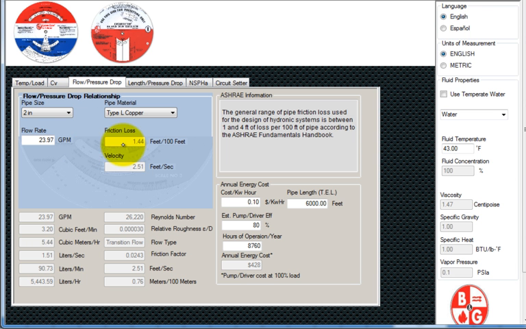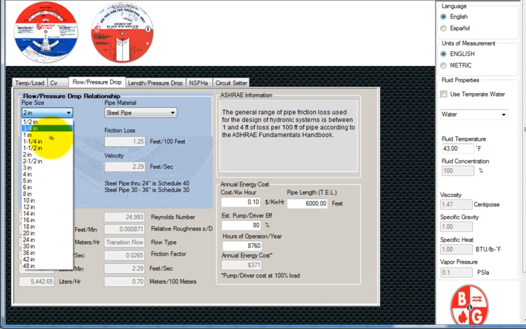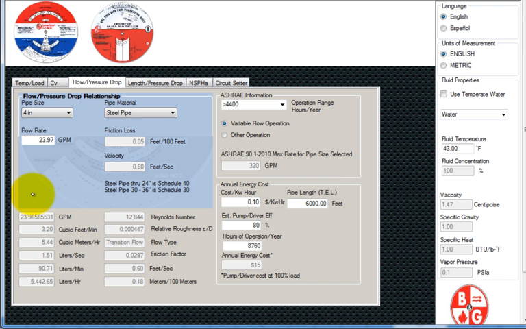So I could select steel, copper, PVC, plastic. So let's go with steel, and let's go with 4-inch. Well, if you go with 4-inch, what is the friction loss? It's pretty low, 0.05 foot per 100. That's great. The velocity is a little low, isn't it? 0.6 foot per second. It's not very fast flow through the system.